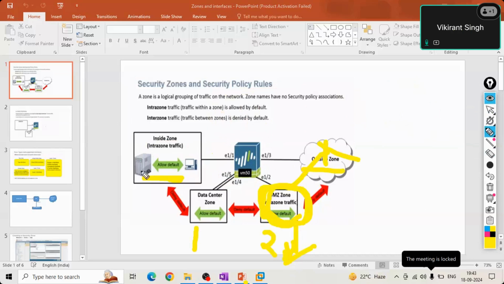So if the server is communicating to this PC, this is within the zone, within the inside zone. So it is allowed by default.